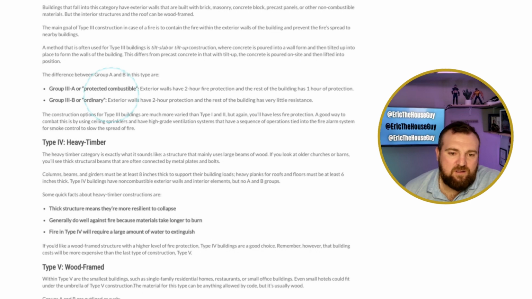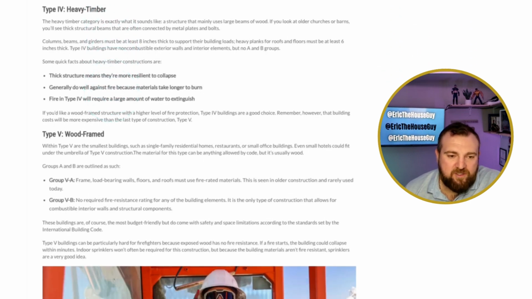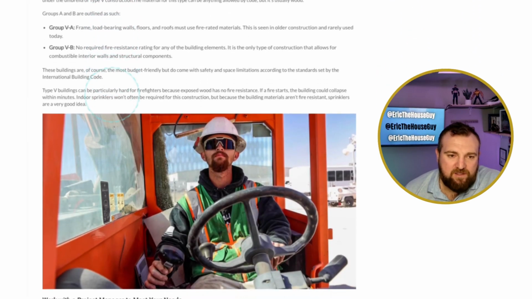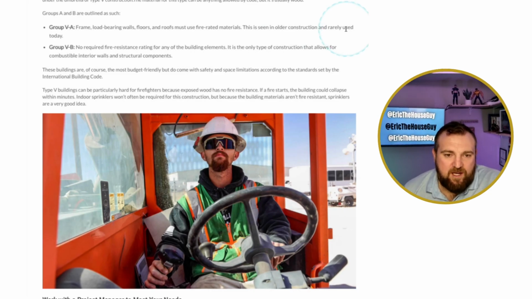Ordinary, not really. Heavy timber, you might see a little bit of this. Most of everything you're going to be seeing is called Type 5, wood framed. And that's single family homes, restaurants, or small office buildings. Even small hotels could fit under the umbrella of Type 5 construction. The material for this type can be anything allowed by code. Most of that is going to be wood.